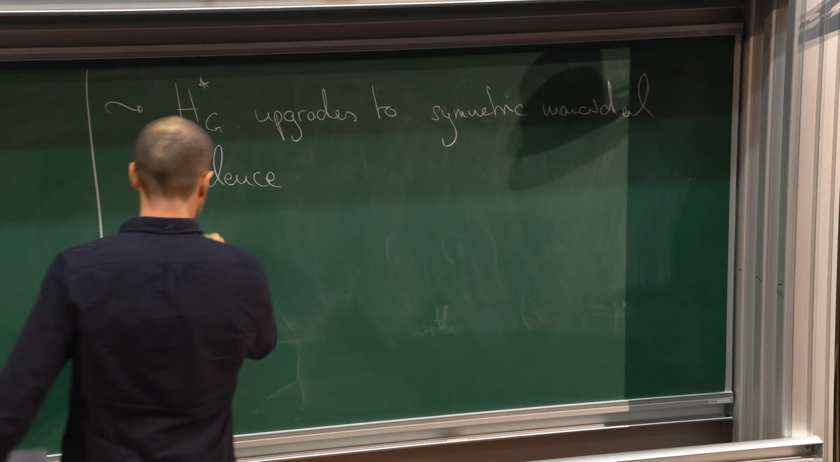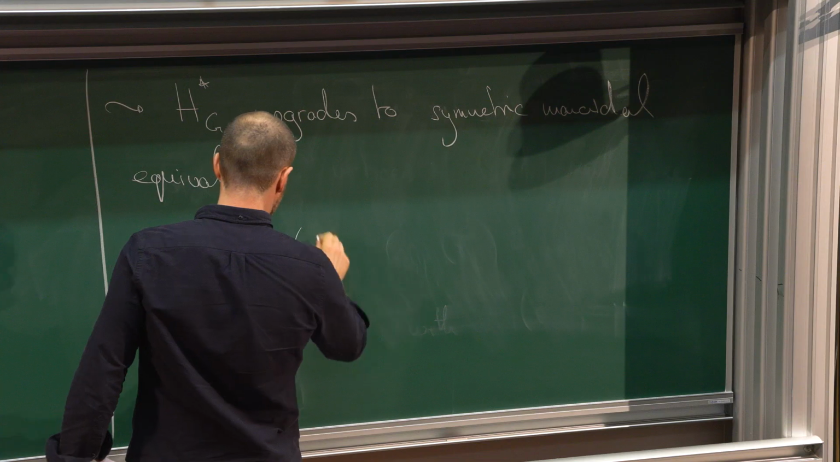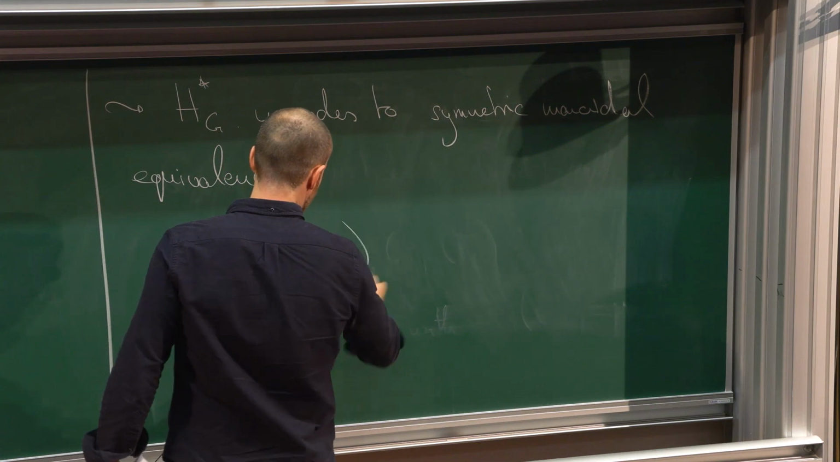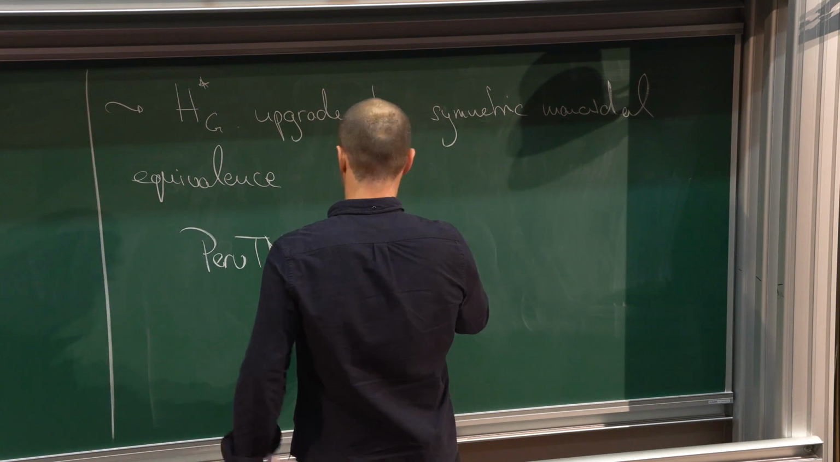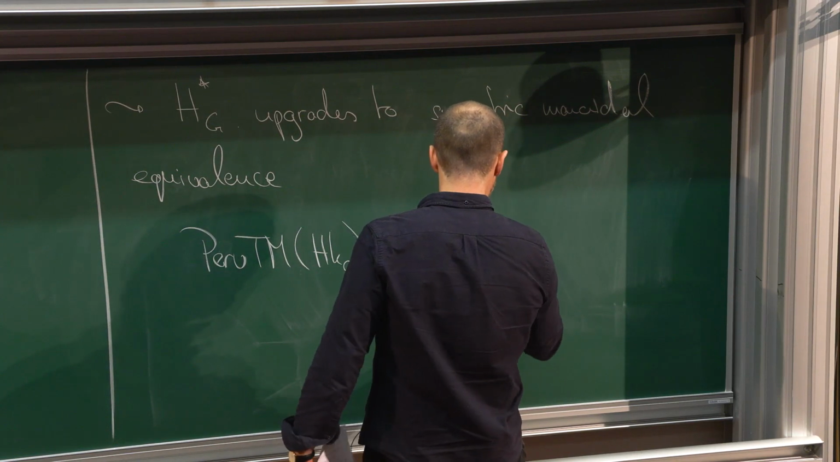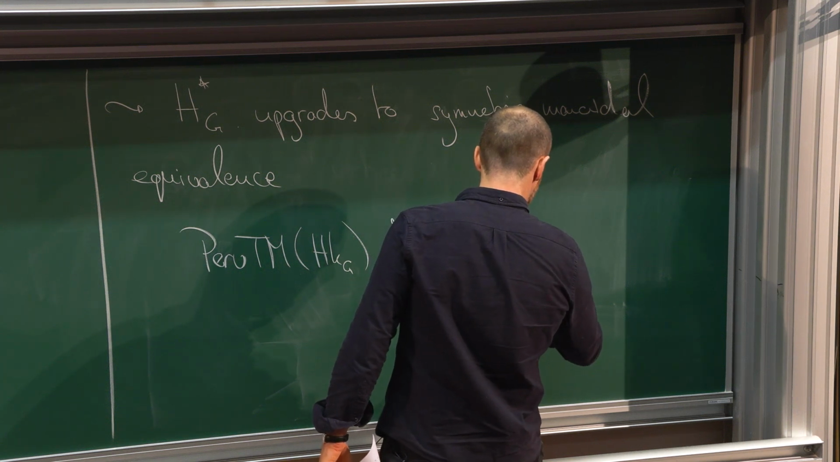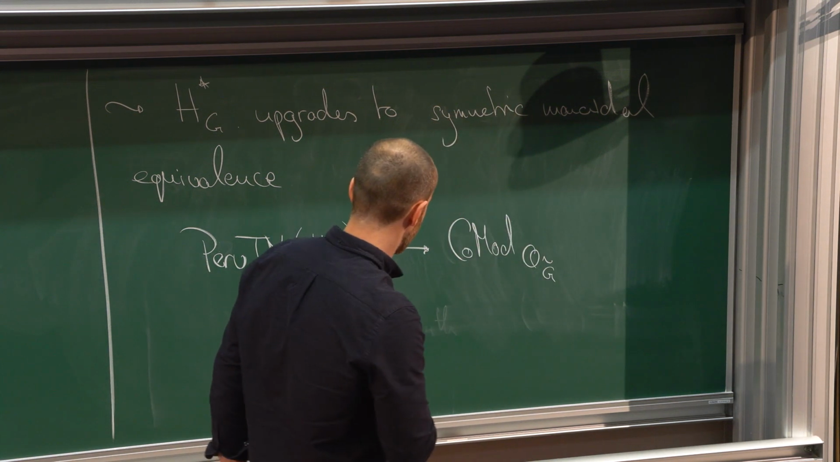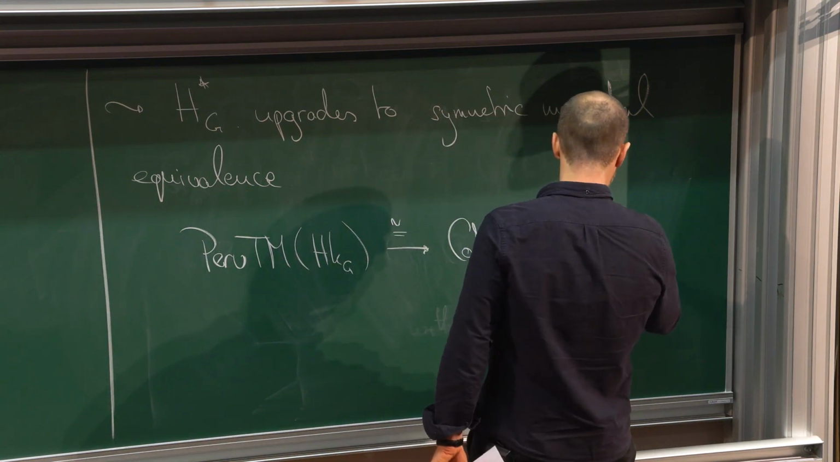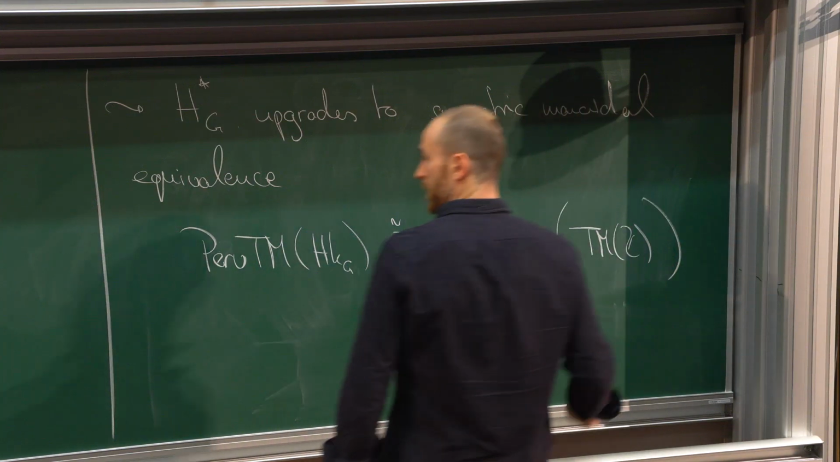From where to where? So, perverse motives on the second stack, and then comodules under some Hopf algebra. Let me write this as G tilde, internal to Tate motives on the base.